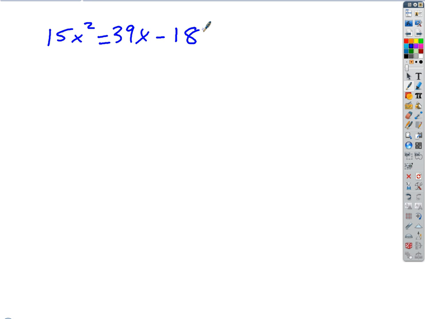Solve that. So what's the first thing we want to do with an equation like this? Okay, almost, we're going to get there. But first thing, put it in standard form. Get everything on one side, set it equal to 0. Perfect.